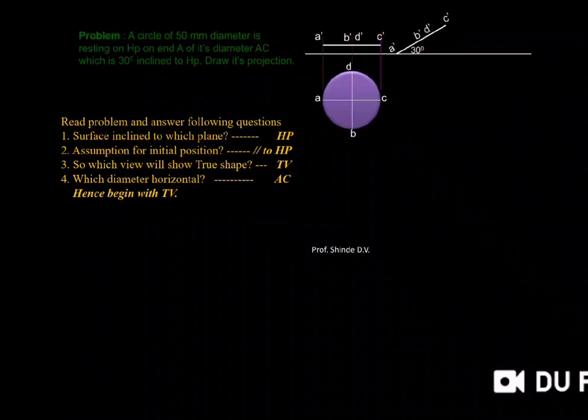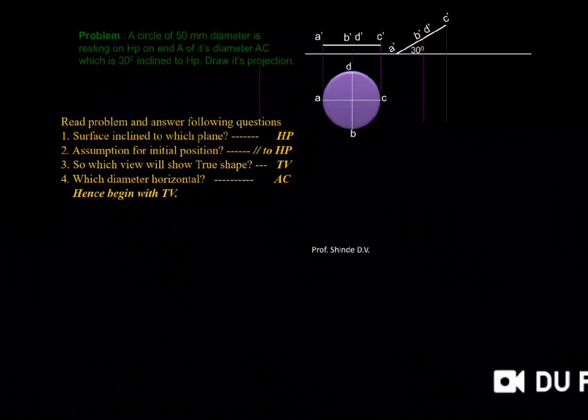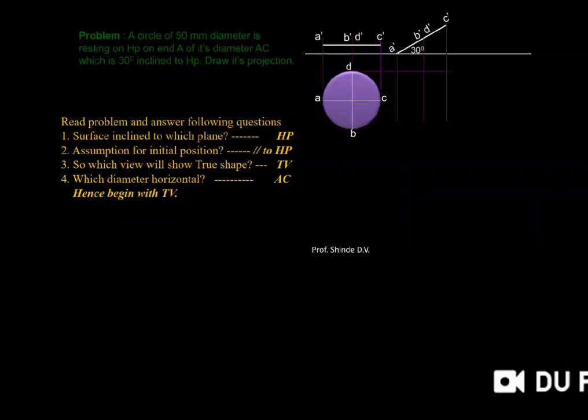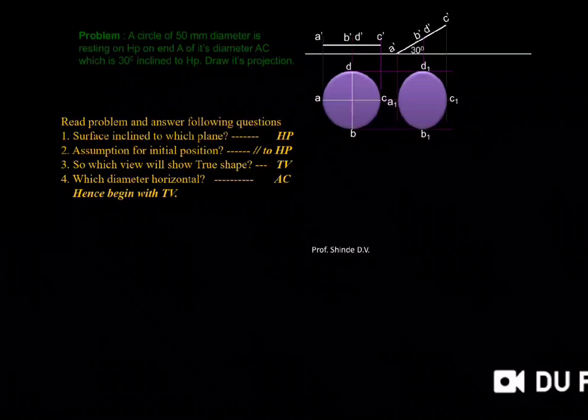The same line we have to continue here. Same dimensions we have to take. Now draw the projection. If it is inclined to HP at 30 degree, there will be a reduction in size. We draw the projection lines as it is shown. Name the point. We will observe the ellipse here.